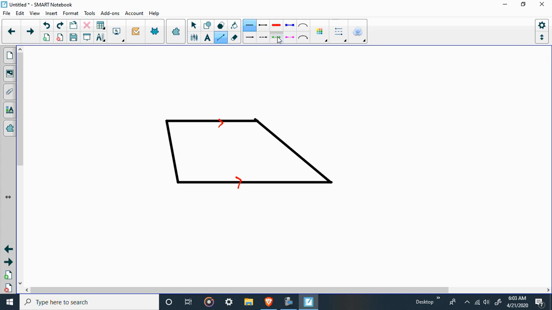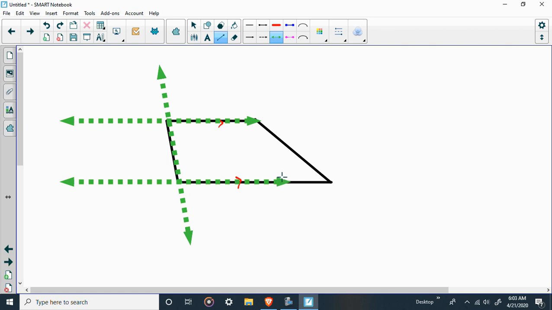Let's see if I can extend this a little bit. I'm going to draw this line out this way, and I'm going to superimpose a set of transversals over it. And this would be the same for both sides. I'm only going to do it for one. But all of a sudden now we have parallel lines cut by a transversal, right?